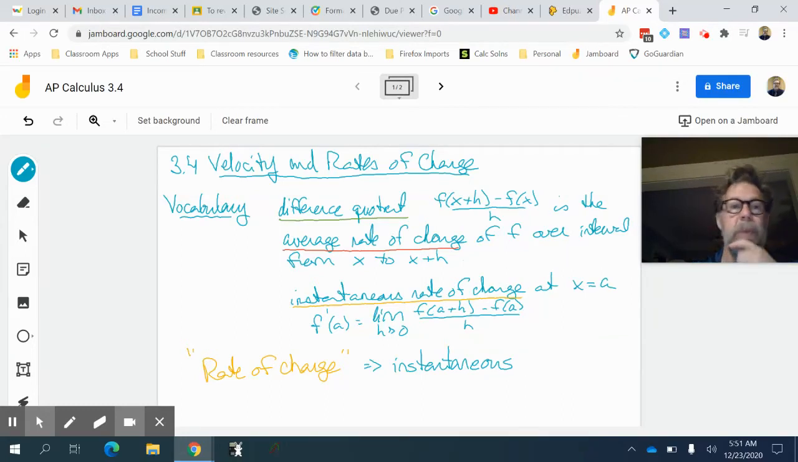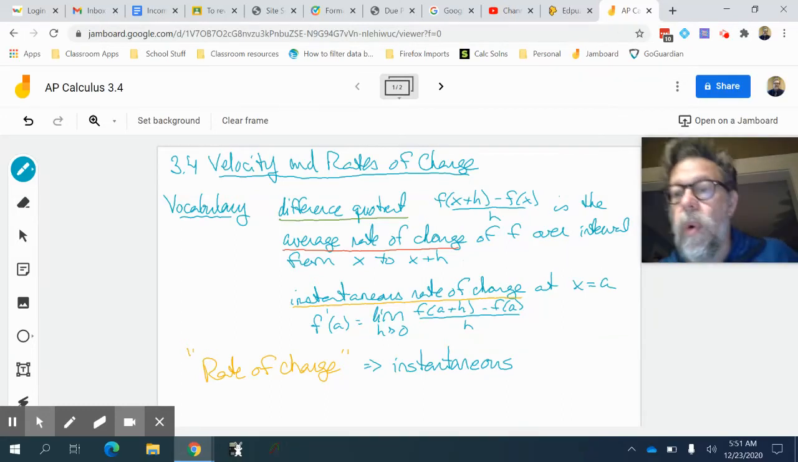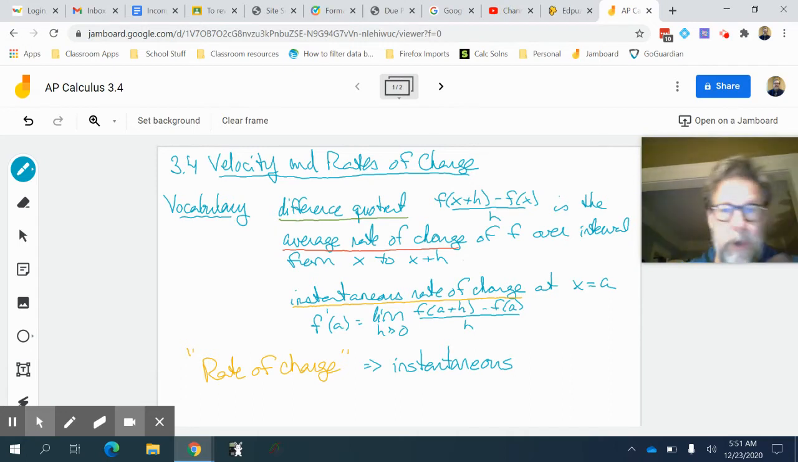All right, welcome to chapter 3.4. What you need to know about this section is that this whole section is just examples of how we use the idea of the derivative, or the instantaneous rate of change. It's going to be example after example of different things that we do with this, different ways to talk about it, to use it, to apply it.